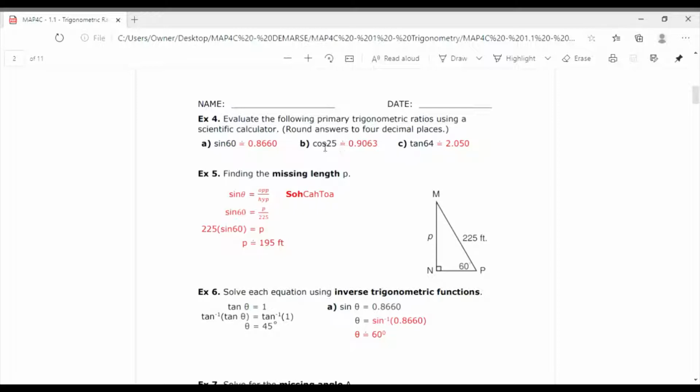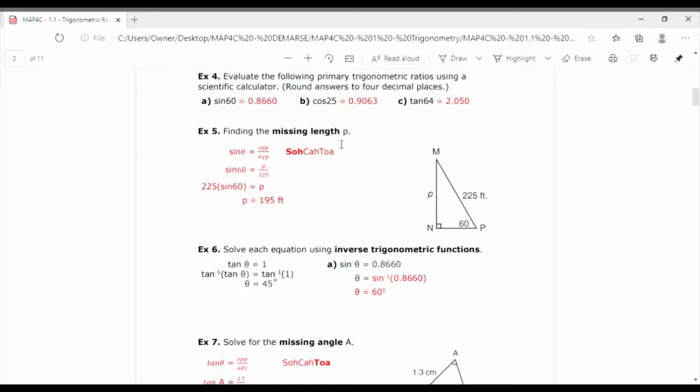That's the order when subbing in a trig ratio. Try it for cos of 25 degrees, and you should get a rounded 0.9063. And tan of 64 degrees should be approximately 2.050.